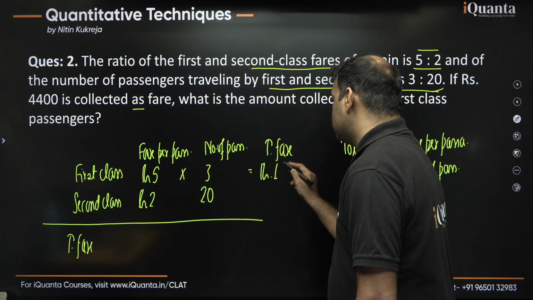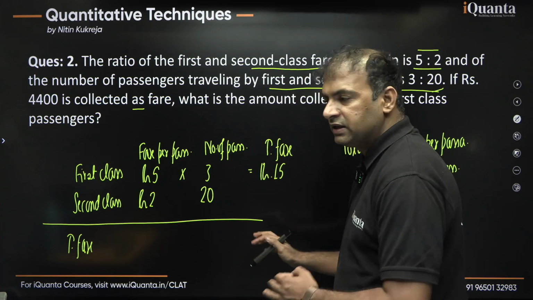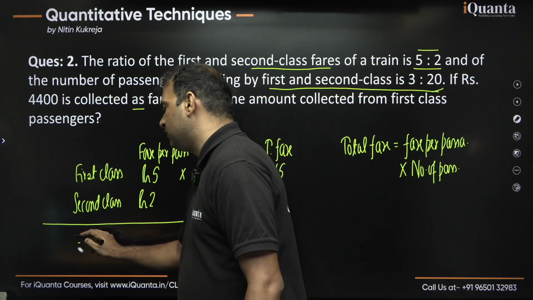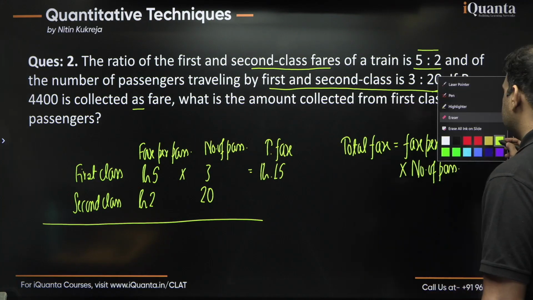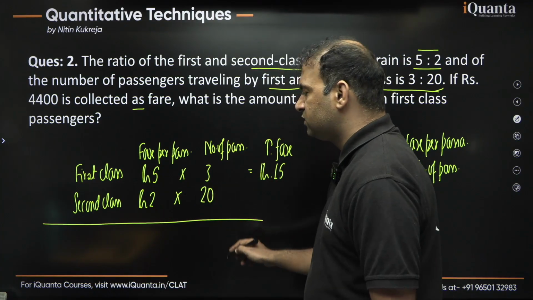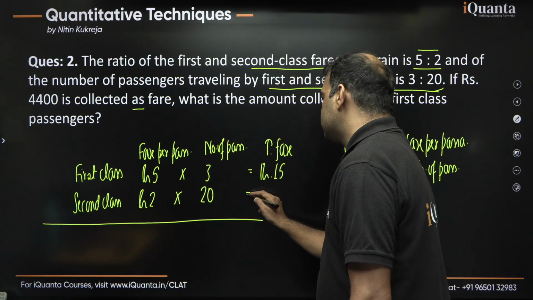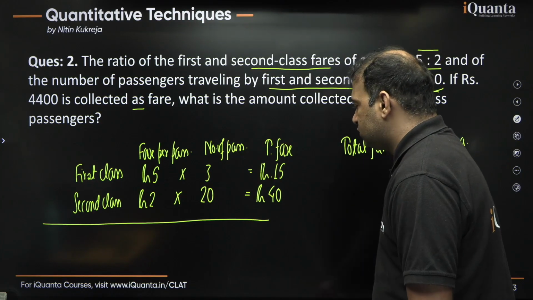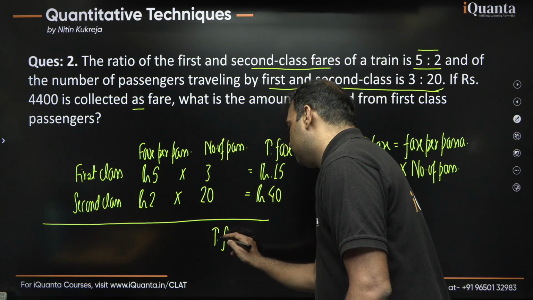And guys, remember, this is all being the assumption, right? This is not the real number. This is being the assumption so far. All right. Now, for the second class, we can say what? Fare per passenger we assume as 2, the number of passengers assume as 20. So the total fare has to be 40, right? Now, what should be the total fare combining both the classes?